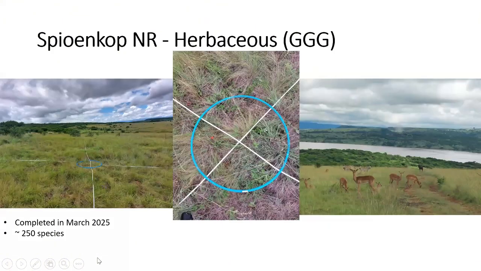So for our GGG plot data, which we completed this year, we have approximately 250 species. So it is quite species rich, and we're still processing the data right now. These are the steps for the data processing. We have voucher specimens for all 250 species that we collected outside our sampling point.